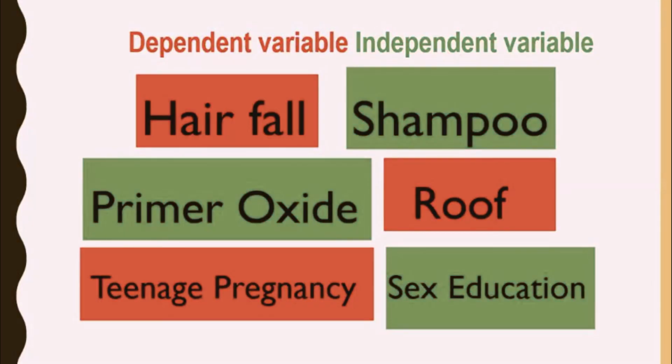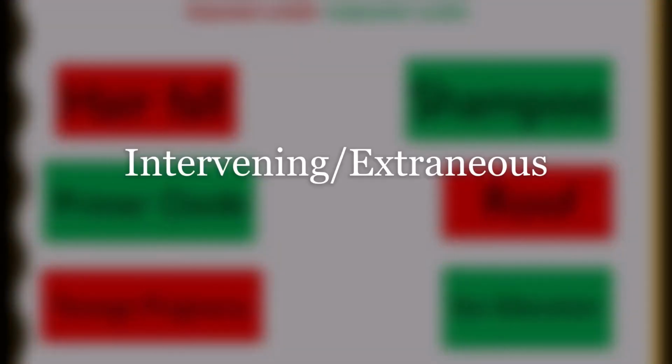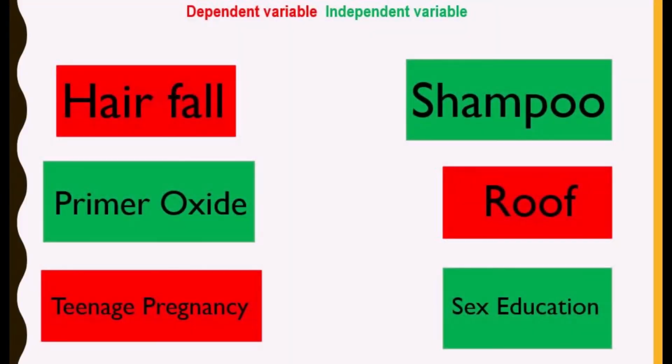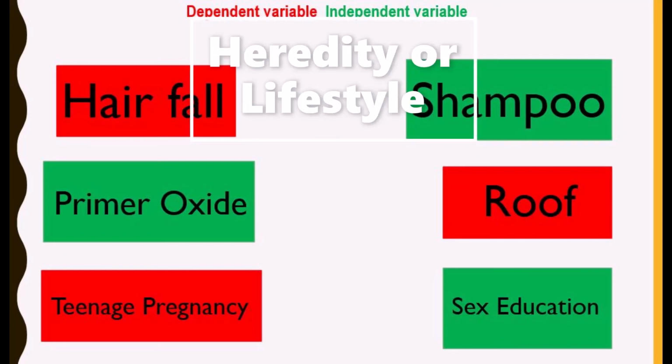Maybe you are asking this question. Is the cause and effect relationship on each pair constant? Answer: nope. We have what we call intervening or extraneous variables. They affect or change the situation. So let's go back. Sometimes it's not the shampoo that causes hair fall. Some are because of heredity or genes. Some about lifestyle.